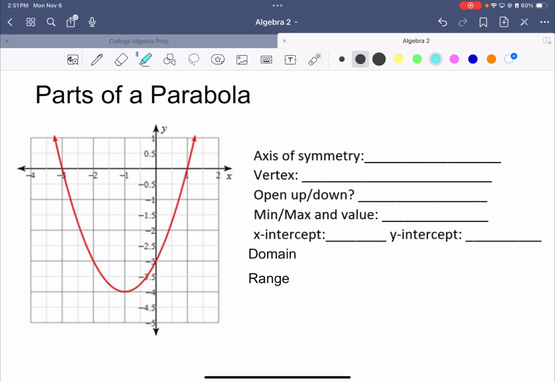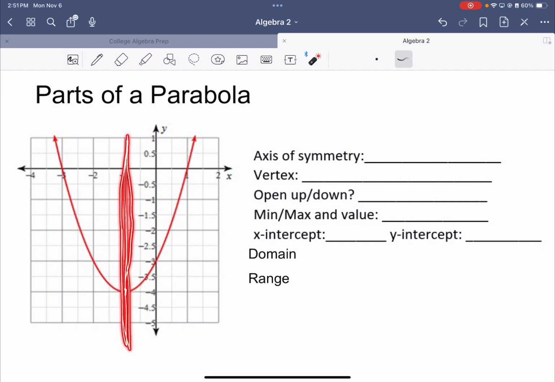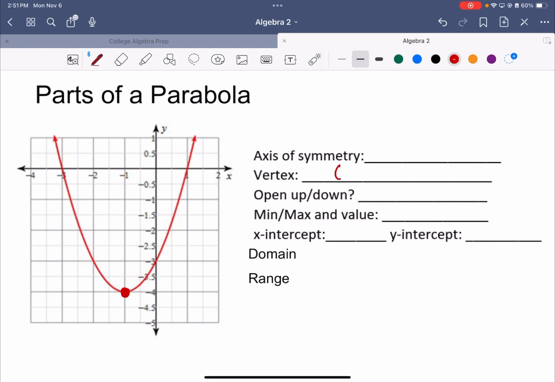So, parts of the parabola. First part is the axis of symmetry. The axis of symmetry is the line that goes through the vertex vertically. So it's that line right there. In order to do that, I like to find the vertex first. The vertex is the highest or lowest point of your graph. So my vertex is right there. So my vertex for this graph is -1, -4. That's my vertex.